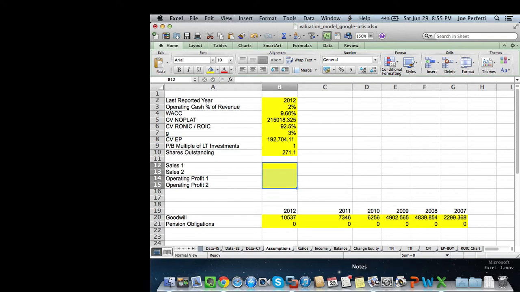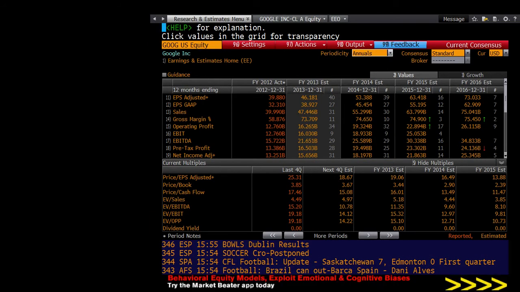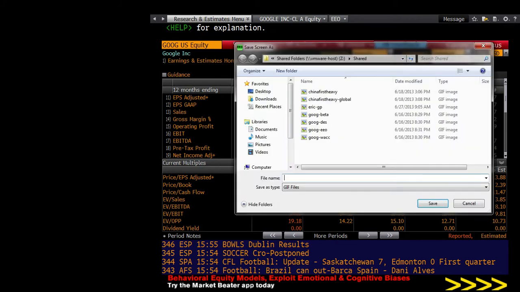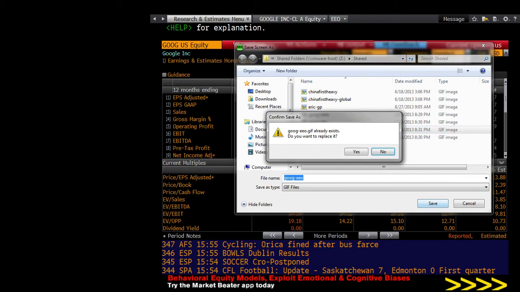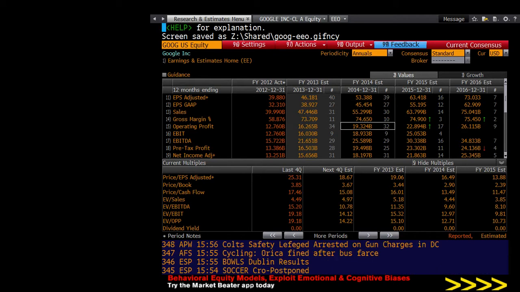And as I said, we're going to go to Bloomberg, and on the EEO screen, make sure you use annualized data, not quarterly data. Annualized data, we're going to use this data. So right now, I'm going to take a screenshot. Google DES, EEO. Save. Replace. Oh, well, we'll update the exact screenshots we're using in the video online. You'll see these, because they can change at any time.